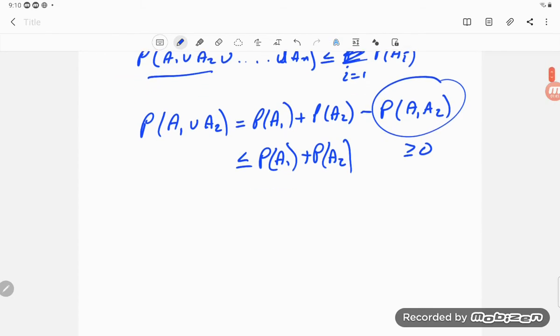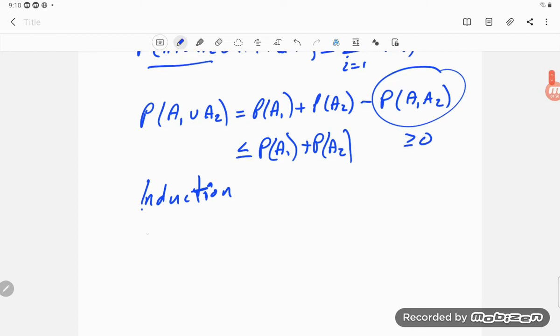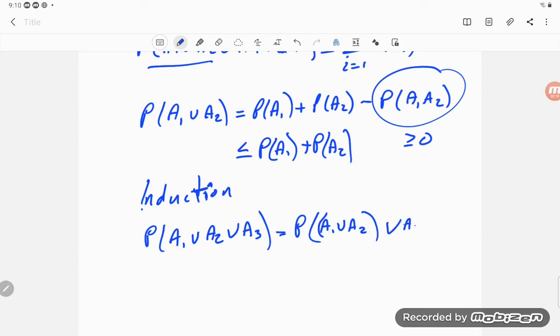Now, what I suggest, looking at it this way, is you could do induction. And if you aren't sure about how to do induction, you can always talk to me about that. But then you see the probability of A1 union A2 union A3 is just the probability of A1 union A2 in parentheses union A3. But now I can set up an induction hypothesis and say this is less than or equal to the probability of A1 plus the probability of A2 plus the probability of A3.